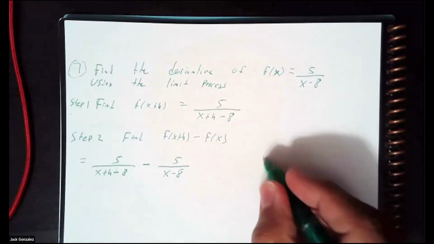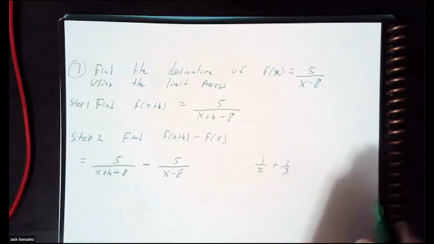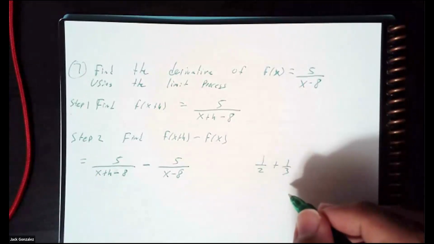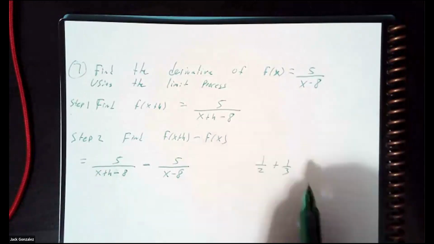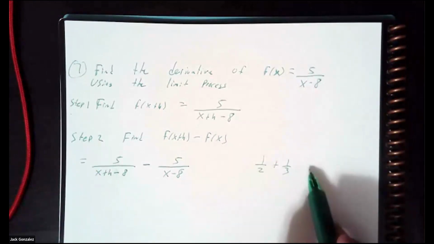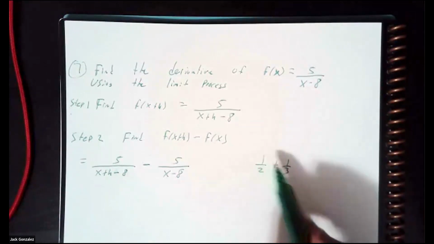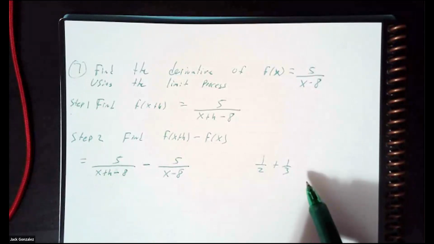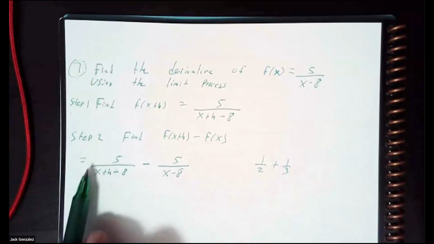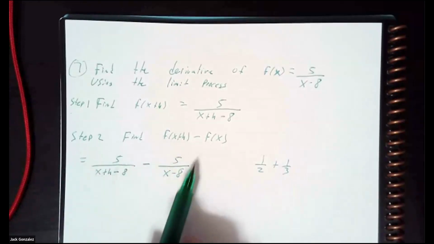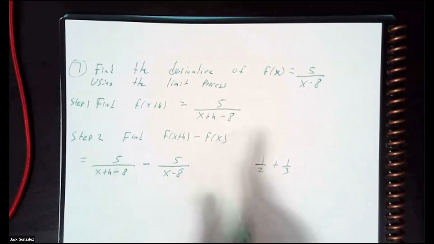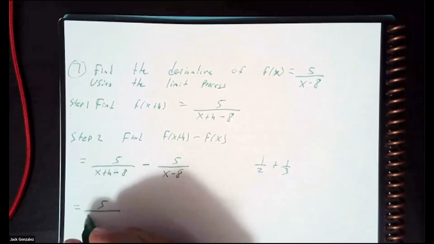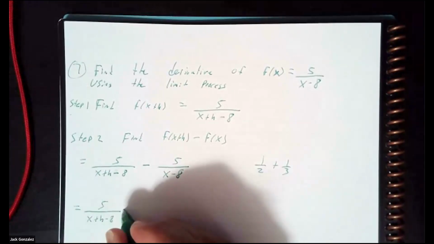So, for example, if you were to add these two fractions, the LCD is 2 times 3 because 2 and 3 are prime. So you don't have to do anything fancy. This one needs a 3. This one needs a 2. You would add 3 sixths plus 2 sixths. That's what we would do, right? So this one needs an x minus 8. This one needs an x plus h minus 8. Same thing. It's just not pretty at all. But it's not any different.